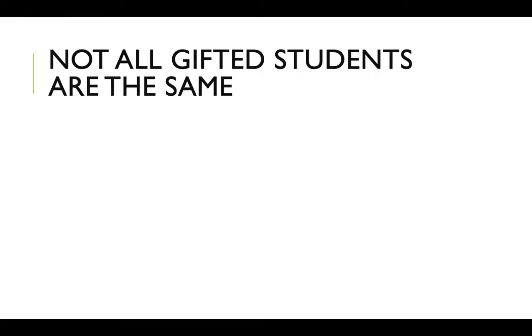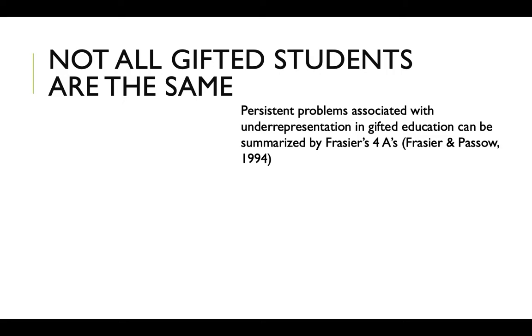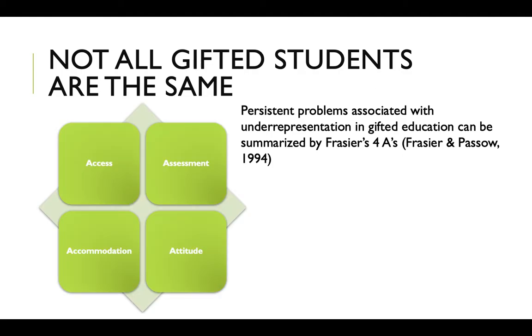Not all of the gifted students are going to look the same or act the same. We've seen that when we studied our characteristics of gifted learners. So one thing to notice is that we have persistent problems associated with underrepresentation in gifted ed. These can be summarized by what are known as Fraser's 4 A's. So I want to pull this up for you. Your 4 A's are access, assessment, accommodation, and attitude.